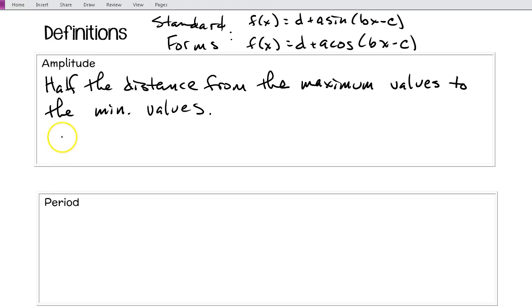So when we're looking for amplitude, we're going to use our standard form to help us. It's always going to be the absolute value of A. So this value in the front here, in front of the sine or the cosine, is going to give us our amplitude. Again, we always want the absolute value.